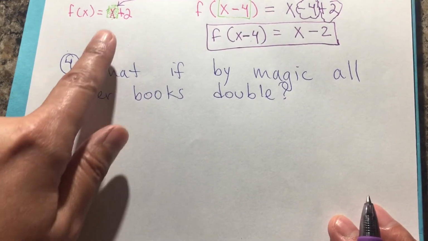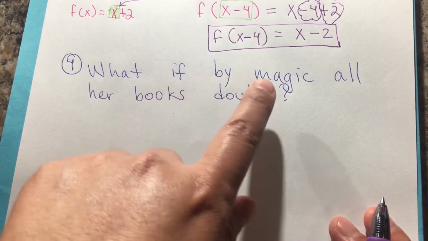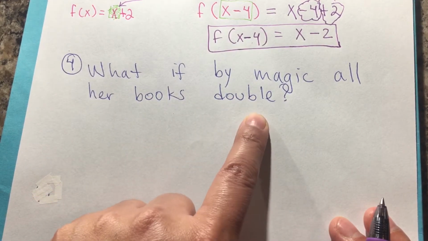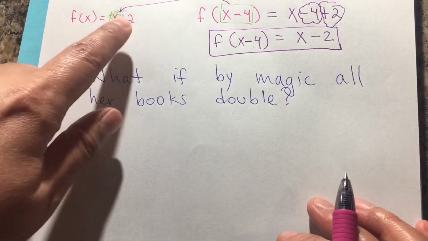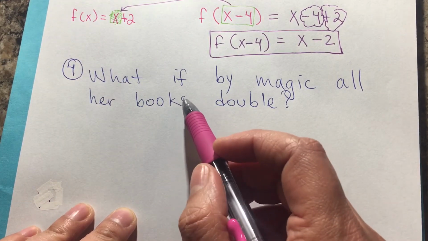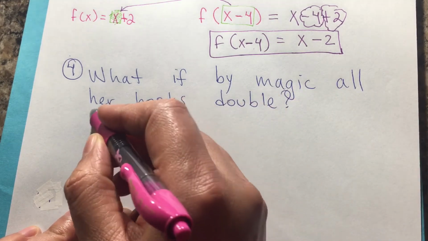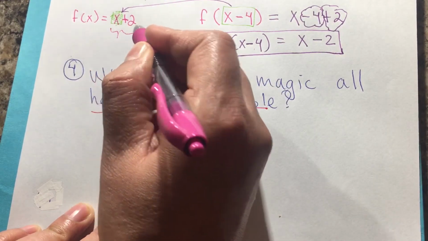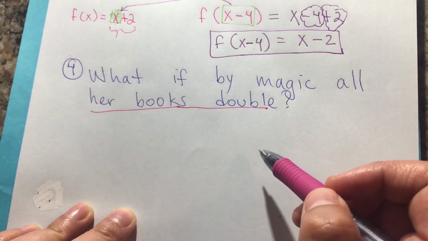Number 4, I'm going to leave her regular routine in there. It says, what if by magic all her books double? Now in here, again, we have f of x equals x plus 2. This is referring to the books. What if by magic all her books double? This represents all her books, the ones that she gets every month plus the 2 that she already has.